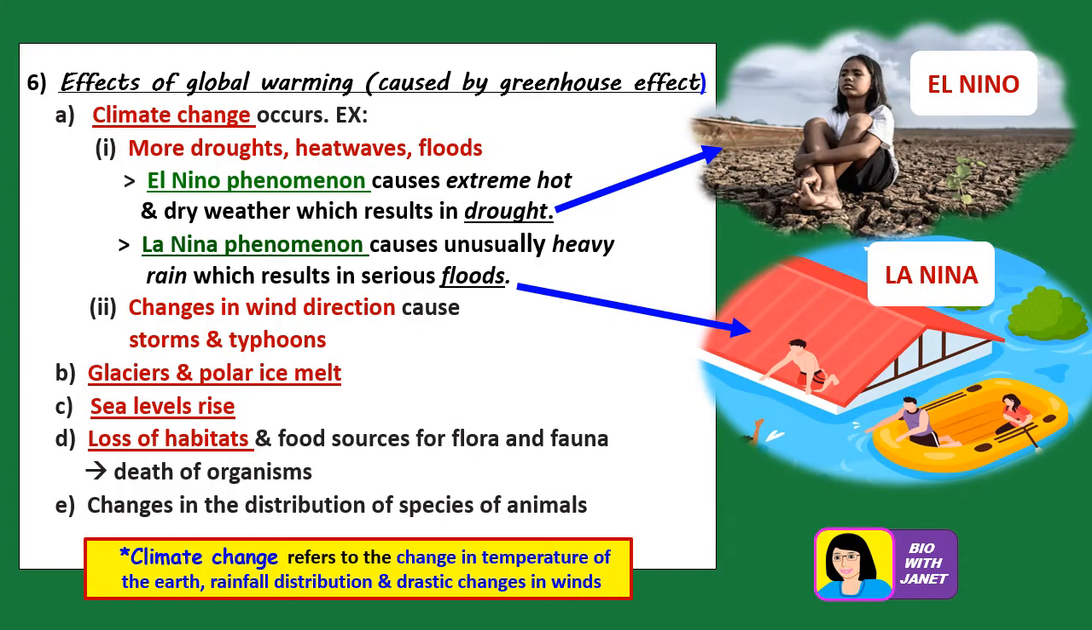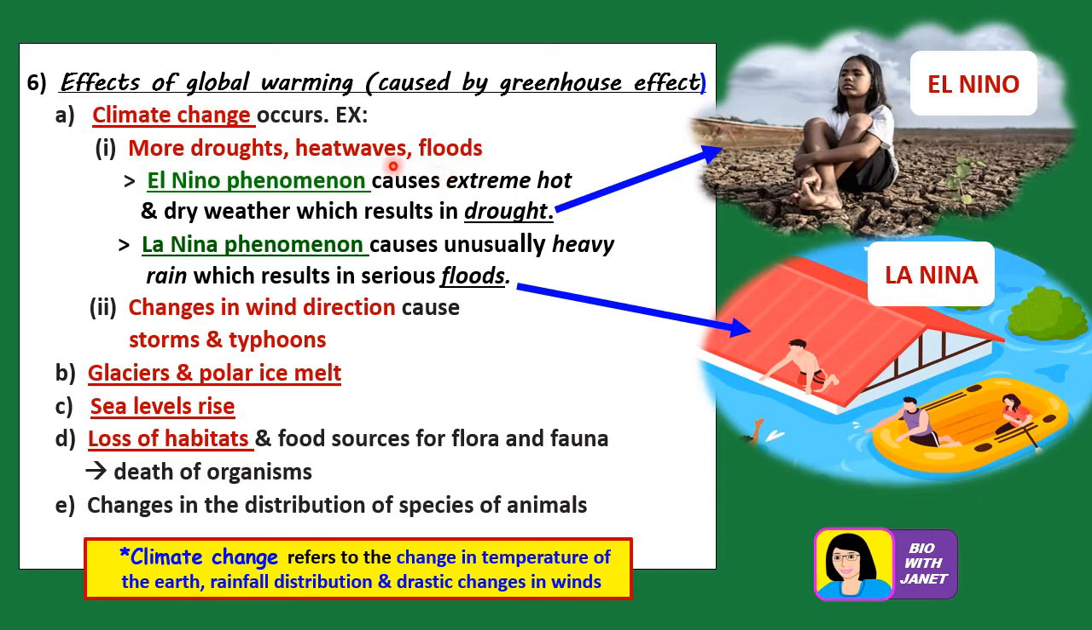We have already studied the causes of the greenhouse effect. Now let's study the effects of global warming, which is caused by the greenhouse effect. The first effect is climate change, right? So climate change occurs where there are extreme weather conditions, for example, more droughts, heat waves, and floods.